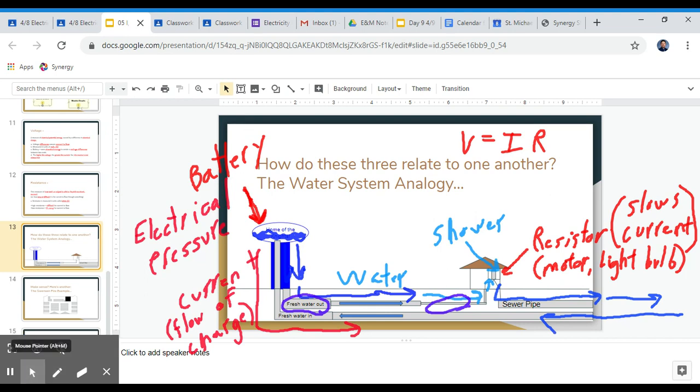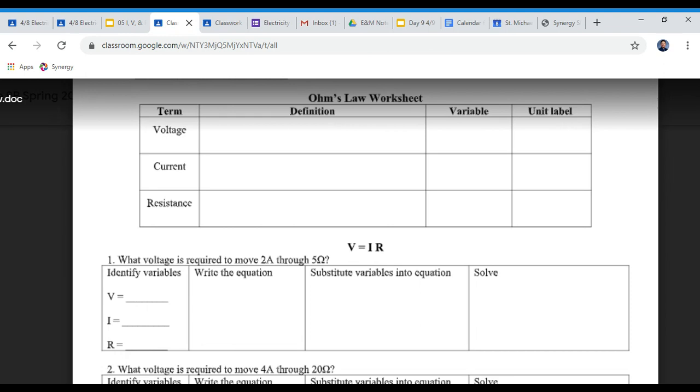Next, I want to go over a couple of examples of Ohm's law, just for those of you who are maybe struggling a little bit more with figuring out one of these problems.